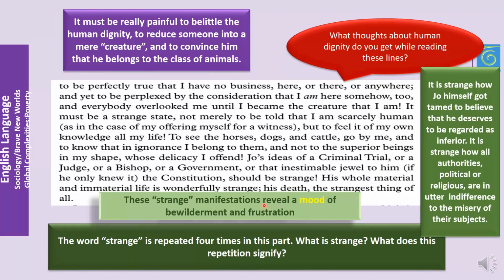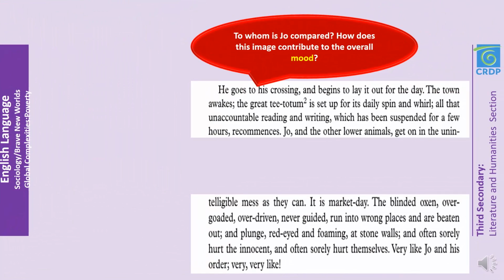And all the ideas here create a mood of bewilderment and frustration. To whom is Jo compared? We'll have two parts of the excerpt, but we'll have a look at the second part because it has words that highlight the mood.